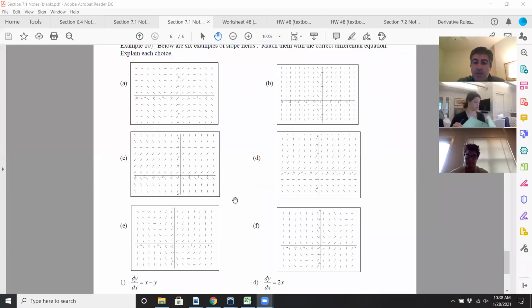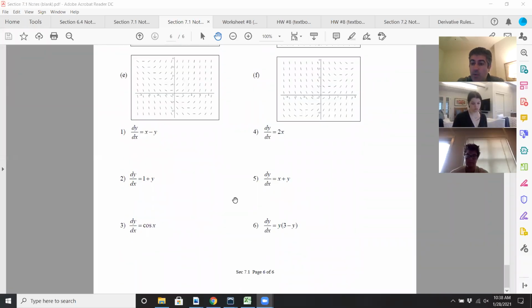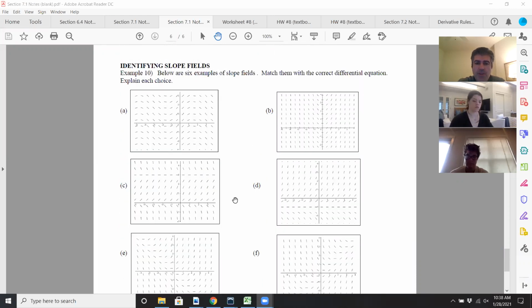So here are 6 different slope fields. Here are 6 different differential equations. We want to match these up. So here's the strategy you're going to use.